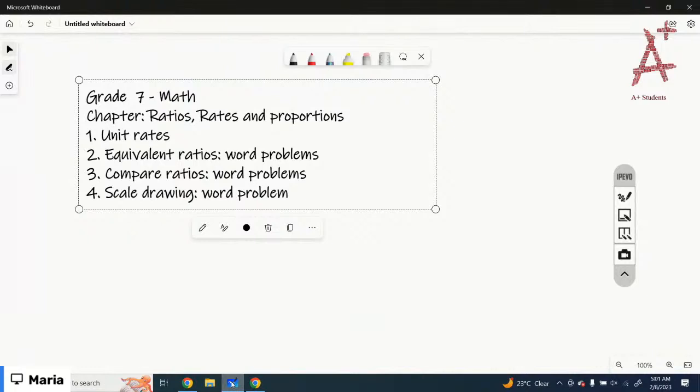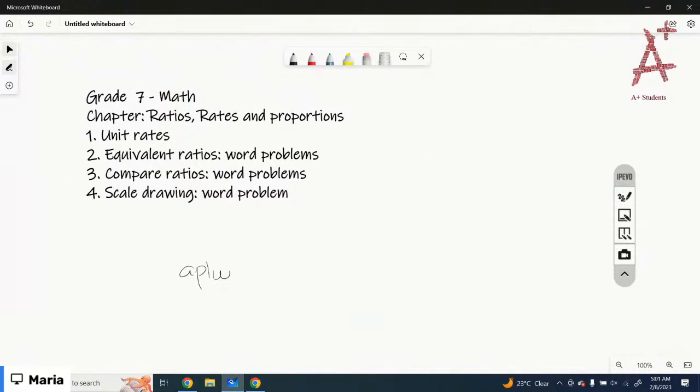So we're going to start with grade 7 maths. You can find all the lessons on aplusstudents.com. You have to log in there using your email address, and the password is provided by the administrator. Then you have to select math from the subject tab, scroll down to grade 7, and then click on your lessons.